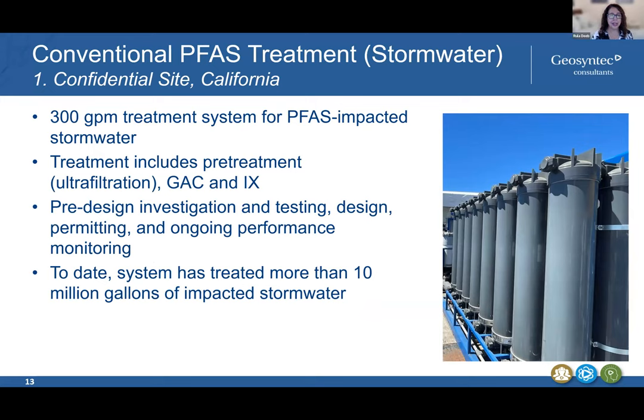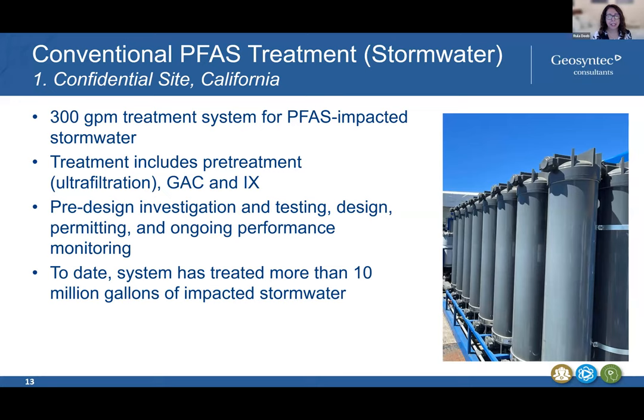That involved a pre-design investigation and testing, permitting, which was a really big component at the site, and ongoing performance monitoring. To date, the system has treated more than 10 million gallons of impacted stormwater, and that was really successful and cost effective because of the pretreatment components that we implemented to try and optimize or increase the lifetime of the GAC and ion exchange system.